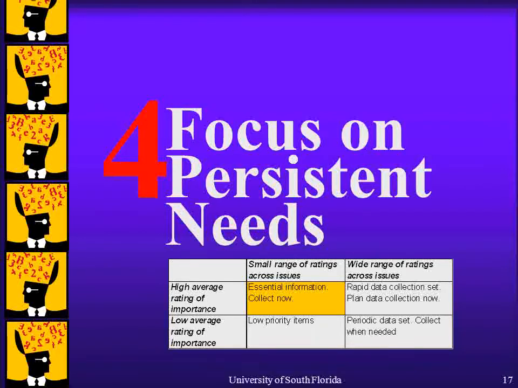The fourth step is to focus on information judged to be important in different decisions. Here we calculate averages and ranges, and based on that decide whether to collect the information quickly or whether to wait and collect it later.